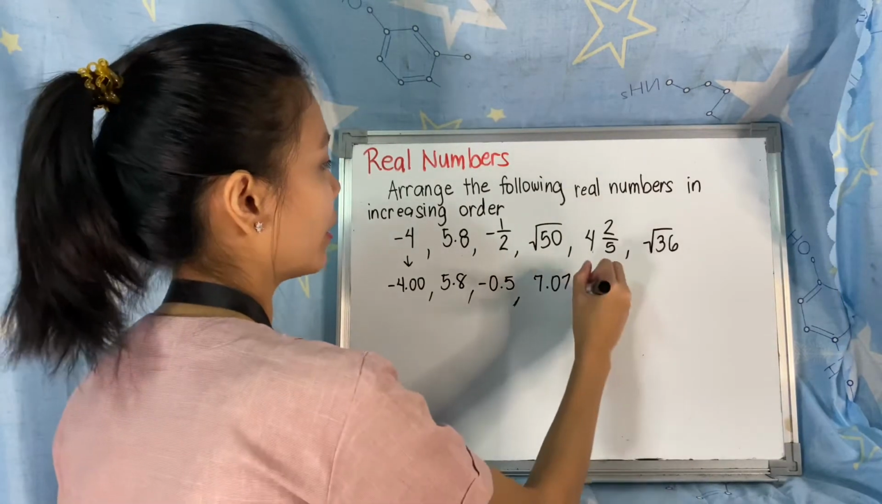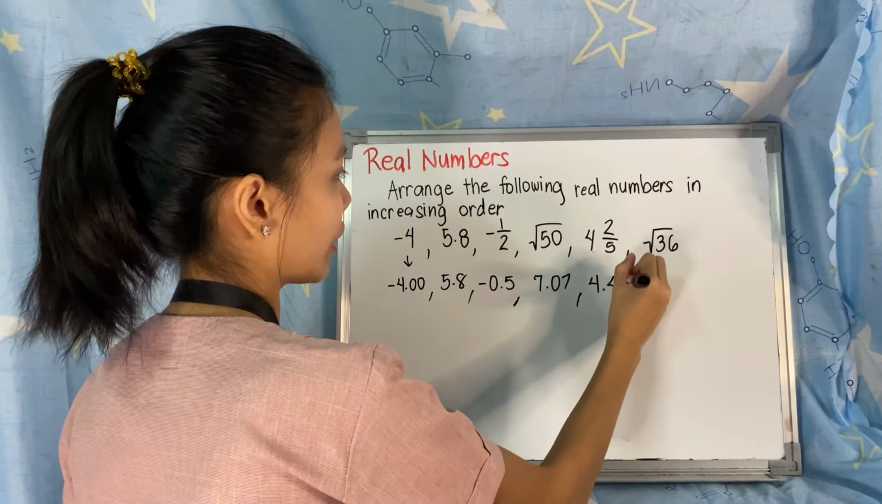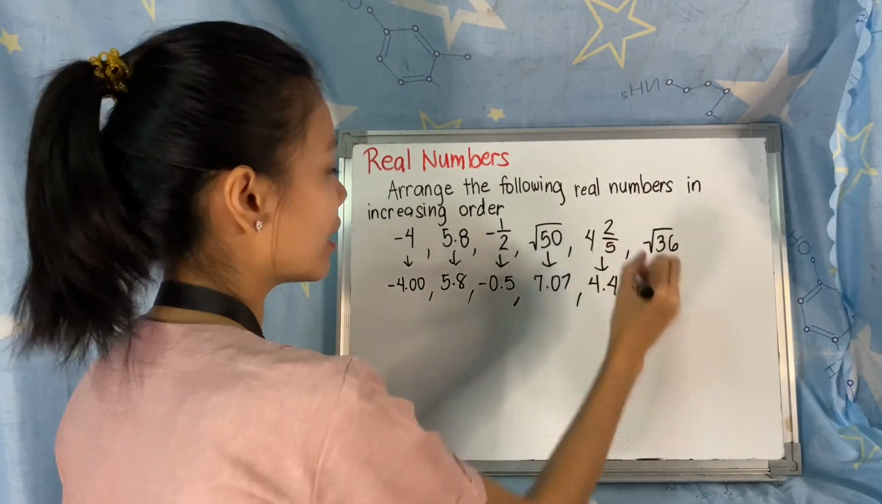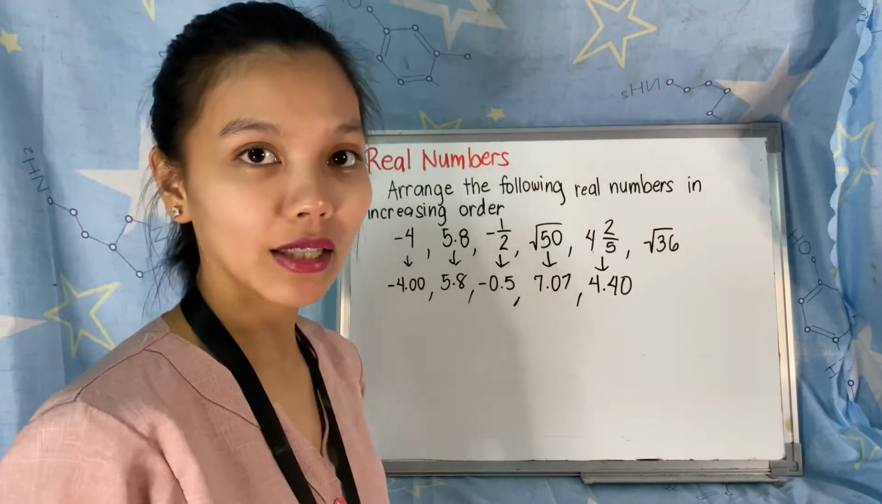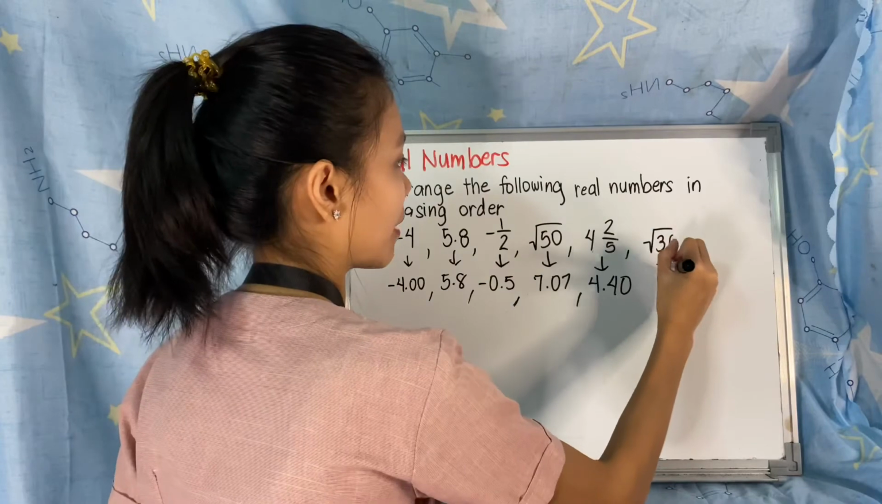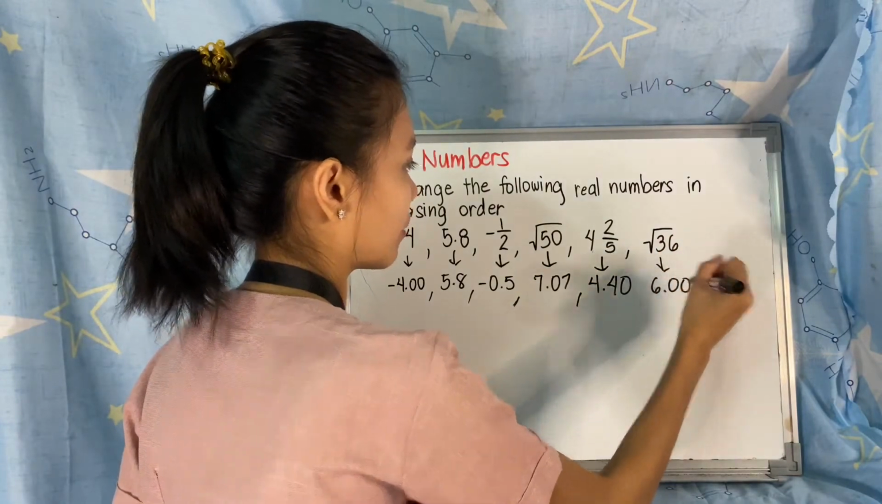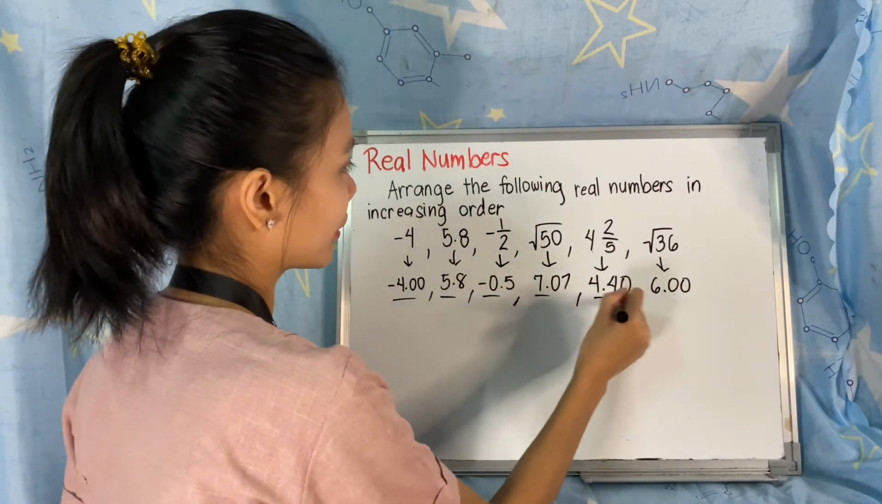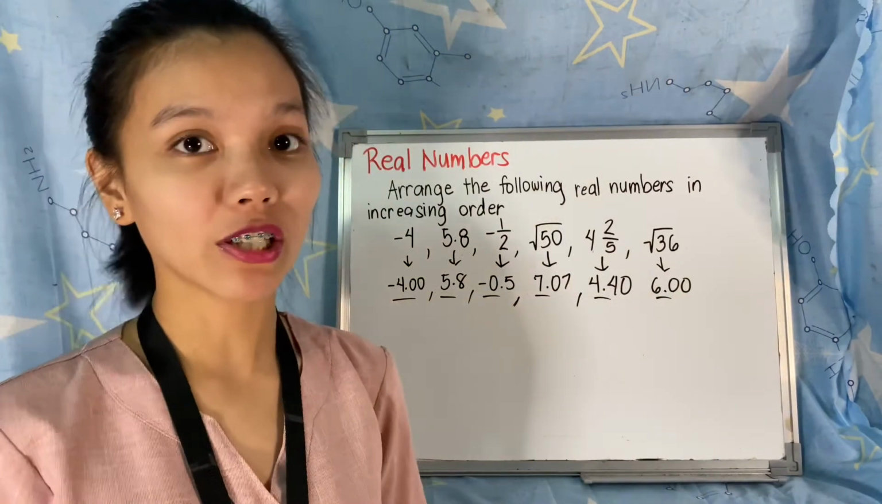Then, we have 4.40. So, yan yung mga decimal form nila. And the square root of 36, that is a perfect square, which is 6. So, in decimal form, we have 6.00. So, using this decimal form, ma-arrange na natin siya in increasing order.